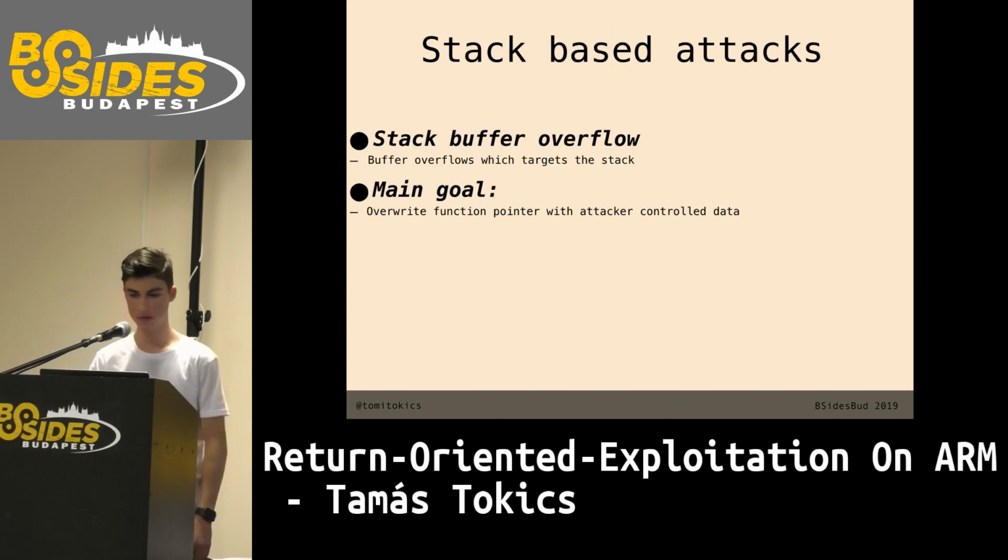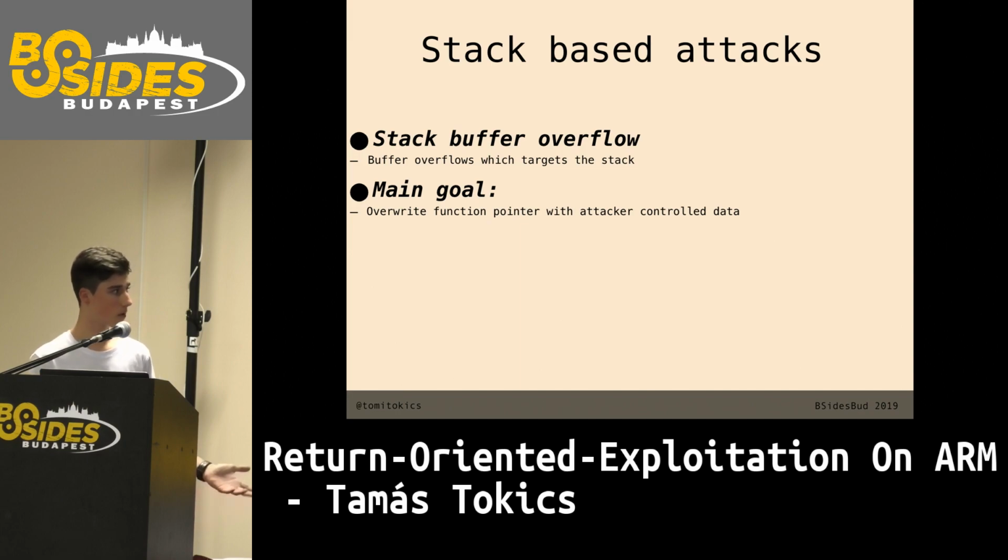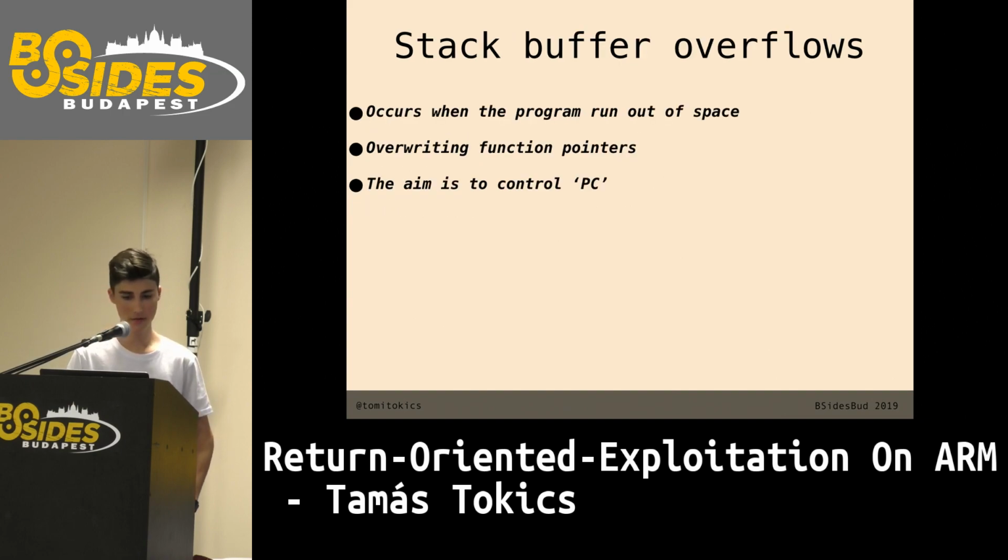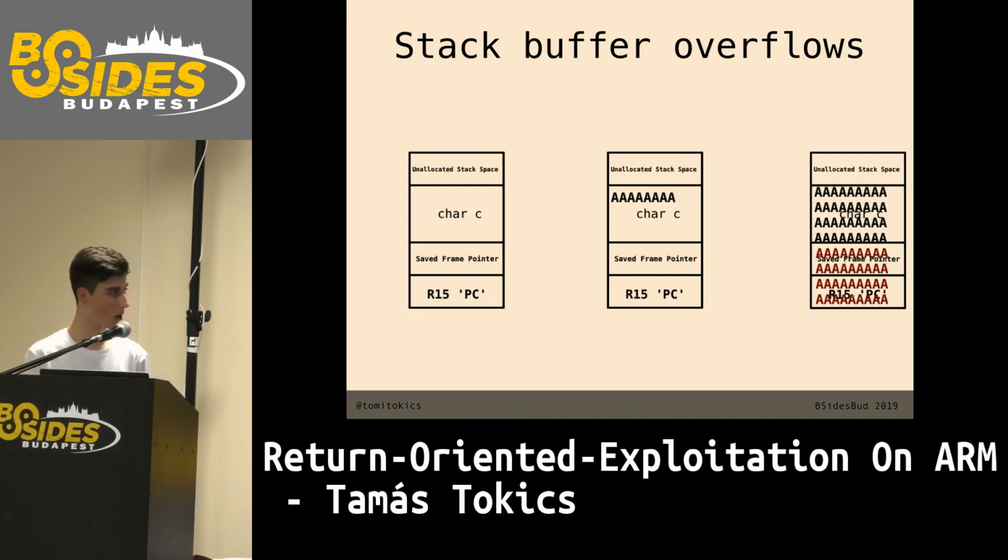So here's a stack-based attack. The very basic ones are stack buffer overflows, and these types of overflows target the stack. The main goal is to overwrite a function pointer with attacker-controlled data. This occurs when a program runs out of space, and you essentially start overwriting the function pointers. The aim is to control the program counter. So here's a diagram of how an overflow works. In the first picture, nothing is allocated in the stack. In the second one, a few things are allocated, and in the third picture, you can see an overflow. And we can control this because we overwrote the program counter with A's.